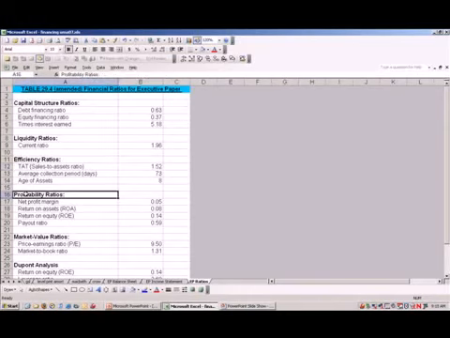Now let's look at some important profitability ratios. Let's start with the focal ratio of the DuPont analysis, which is return on equity. The calculated number here is 0.14.